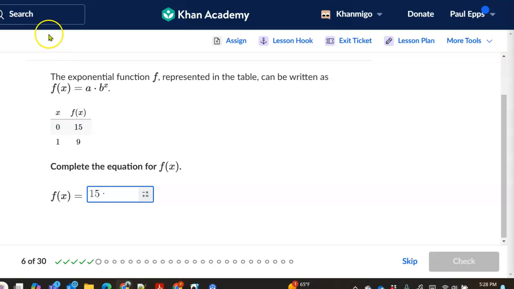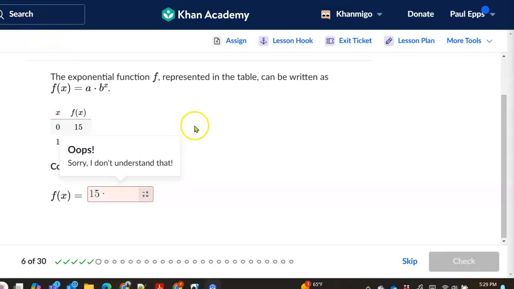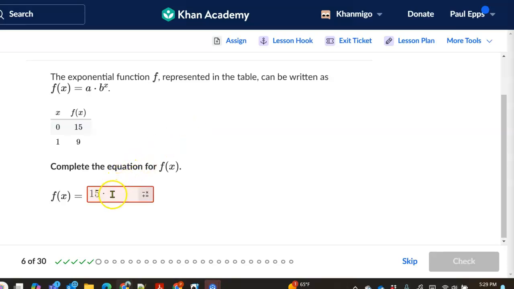Oh, that's okay, but it's got to be exponential. Let me think about that. Okay, sorry, I don't understand that. Yeah, I wasn't done yet.